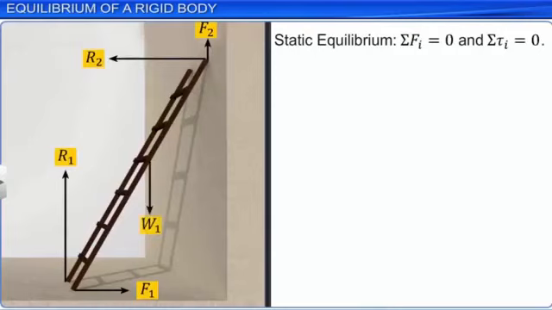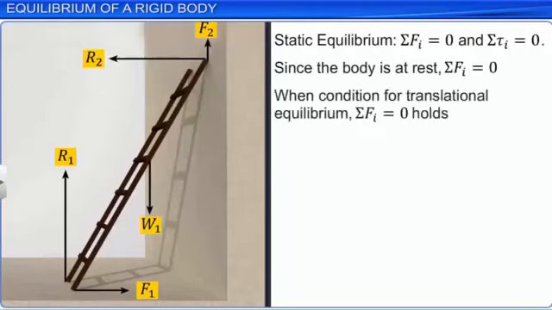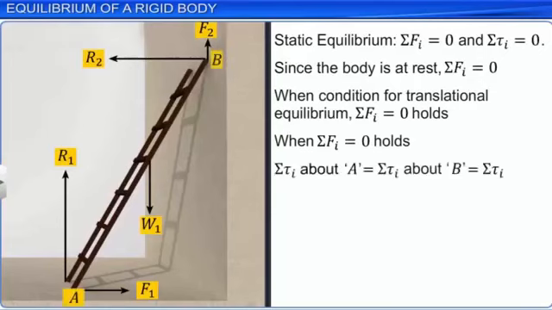As the ladder is in static equilibrium, the vector addition of all these forces must be equal to 0. As the condition for translational equilibrium holds good in this case, we can calculate the torques about point A or about point B or about any other point to compute sigma tau i and to equate it to 0.